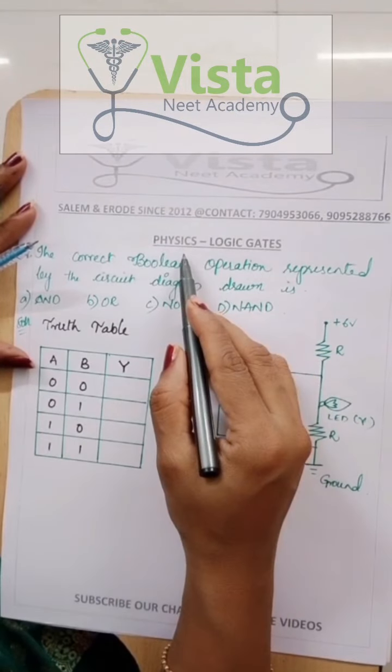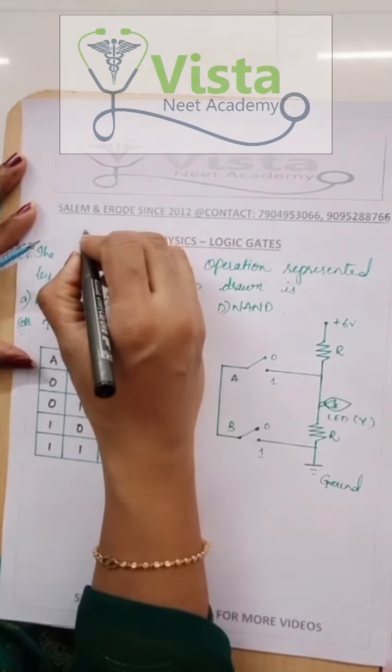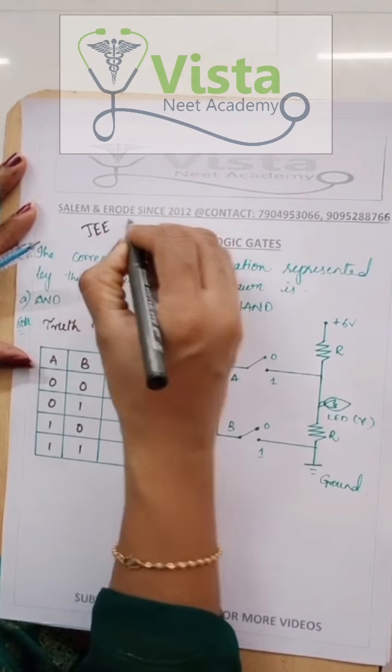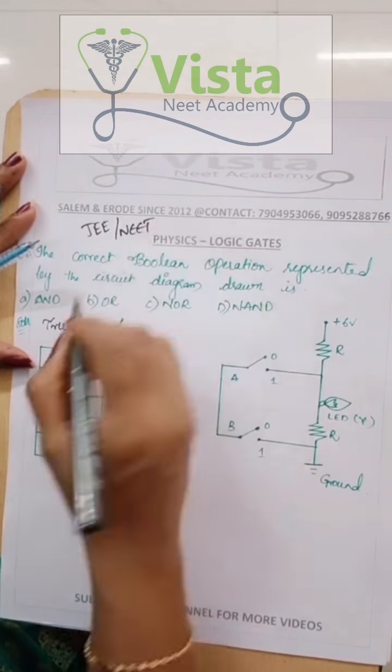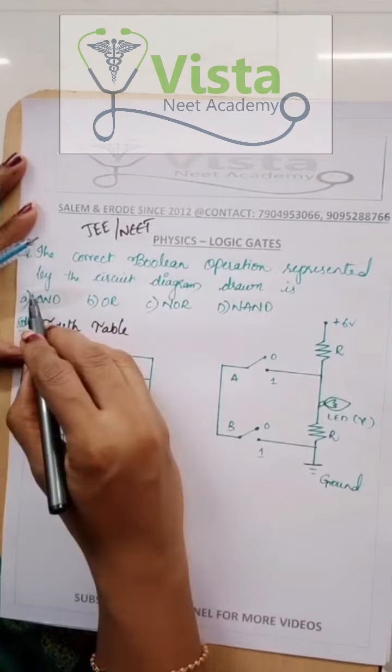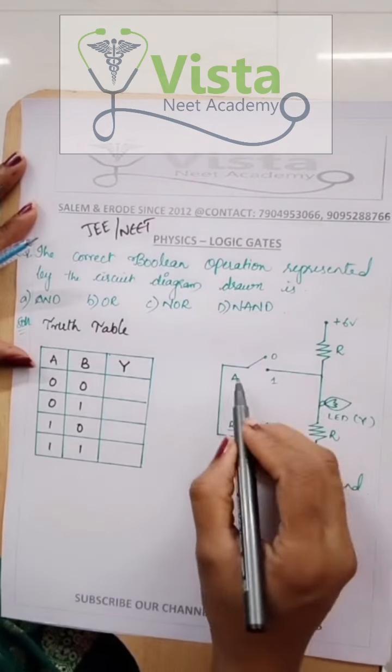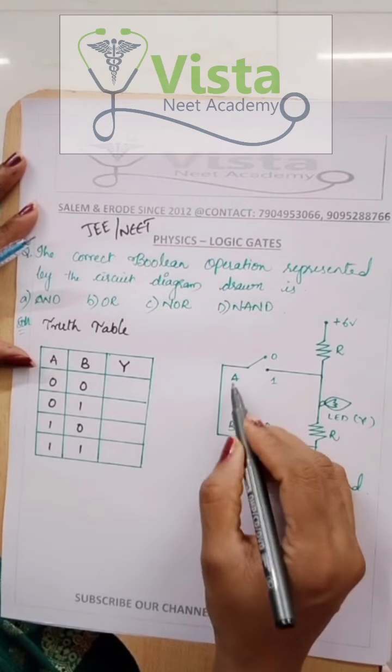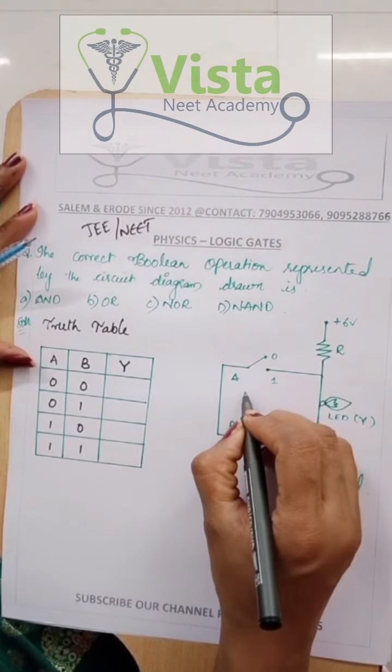Let us check out one question related to physics logic gates, which is asked frequently in JEE and also NEET. The correct Boolean operation represented by the circuit diagram drawn is. Let us check out the circuit. Here both the inputs are given and this is a symbol for switch.